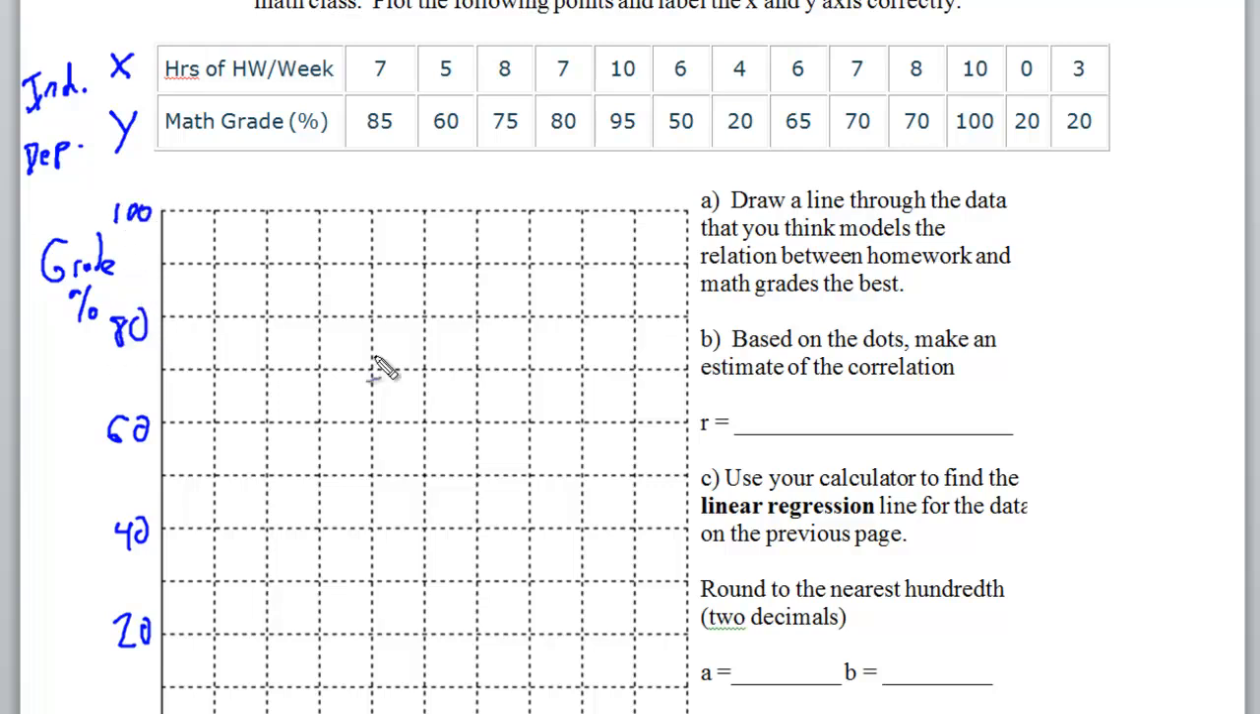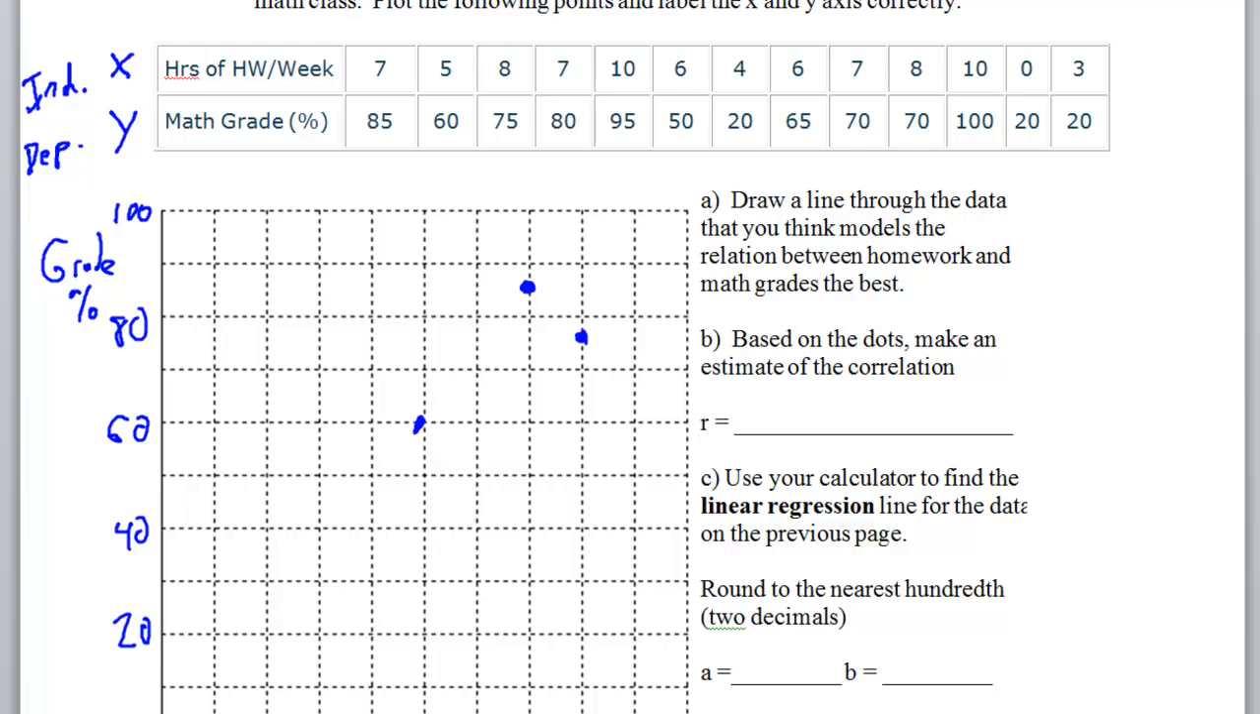Okay, and now we get to plot the points. What we're going to do is move over on the x and then up on the y. So for 7 hours of homework per week, this student received an 85%. So there's a dot there. And for the next data point, which is 5, 60, that's 5 hours of homework to 60 there. And I will quickly fill these in.